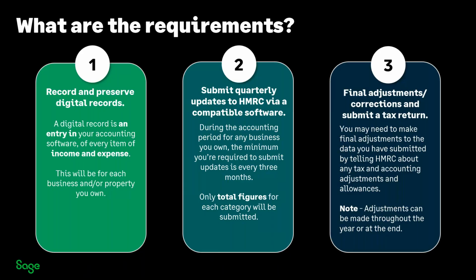Secondly, is the quarterly updates. These updates are just going to be totals for each category, which if you've entered into the software already, will be calculated and added together for you. So you're not going to be sending HMRC digital information, like transactional data.